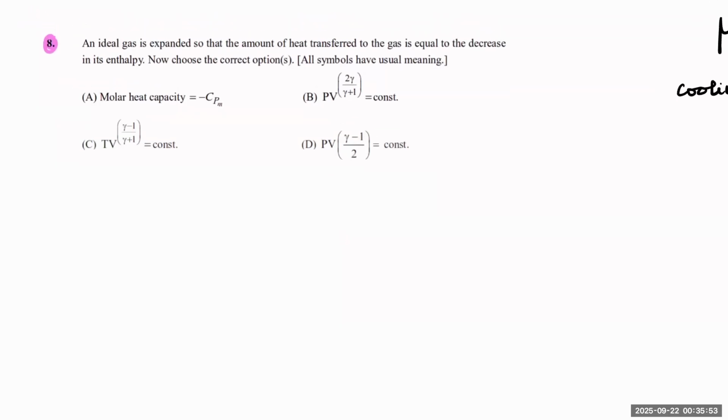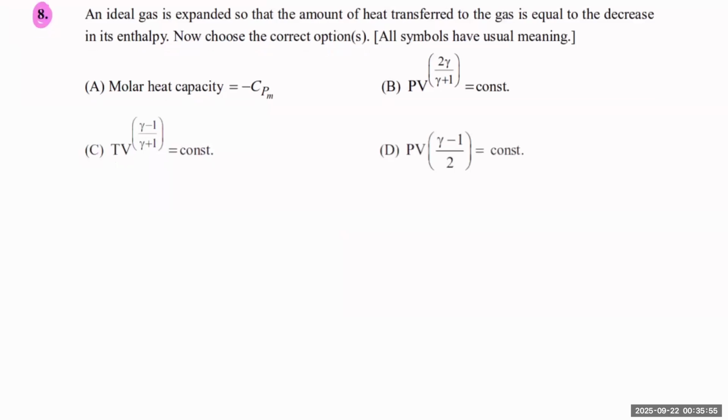Right. Notice the 8th question now. An ideal gas is expanded so that the amount of heat transfer to the gas is equal to the decrease in the enthalpy. Now choose the correct options. All the options have the usual meaning. Okay, so please check it out.